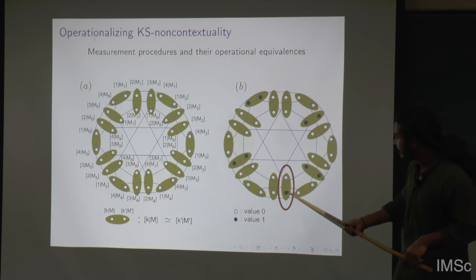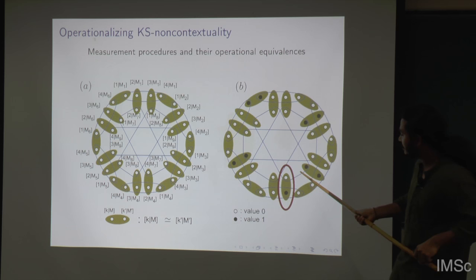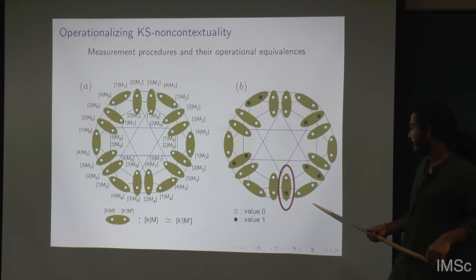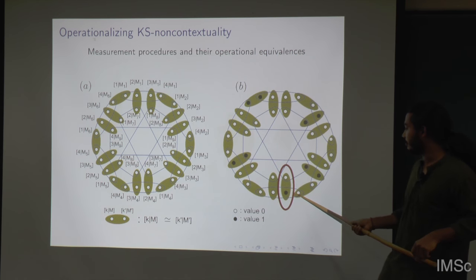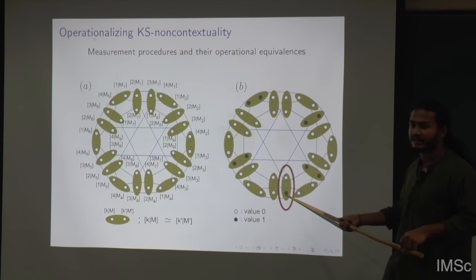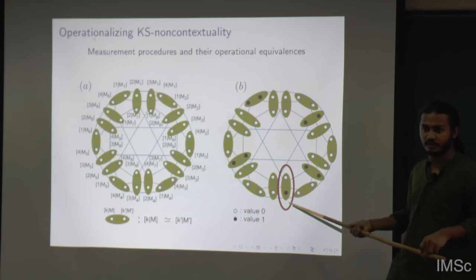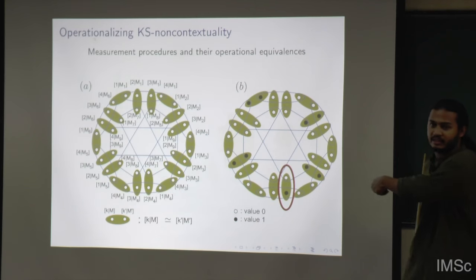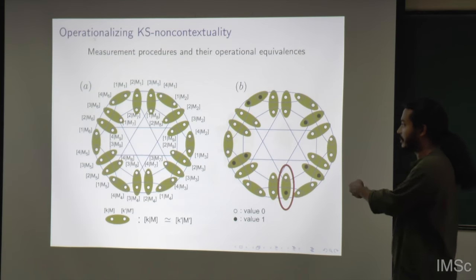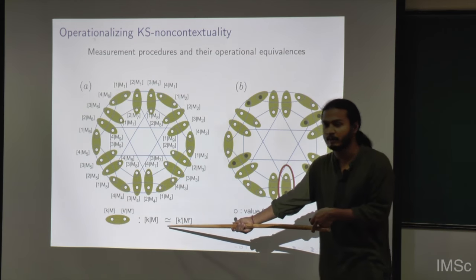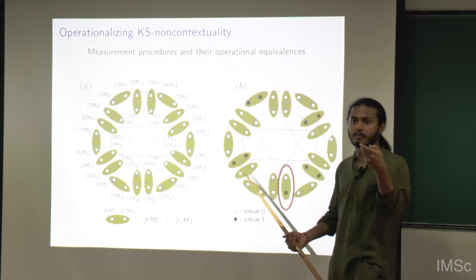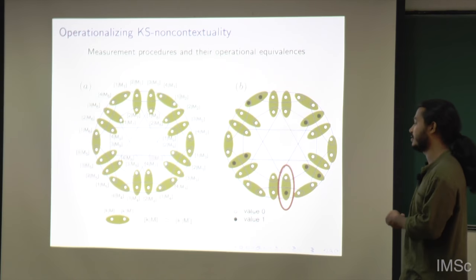So the contradiction we saw was here. If you consider it a part of this basis, there has to be assigned value 0. If you consider this outcome to be a part of this other basis, you have to assign it a value 0. So this is a contextual sort of assignment. So this is just an operational way of stating the Kochen-Specker theorem. I'm saying the same thing, except I'm being explicit about the operational equivalences. I'm labeling every projector by the basis it appears in, in some sense.